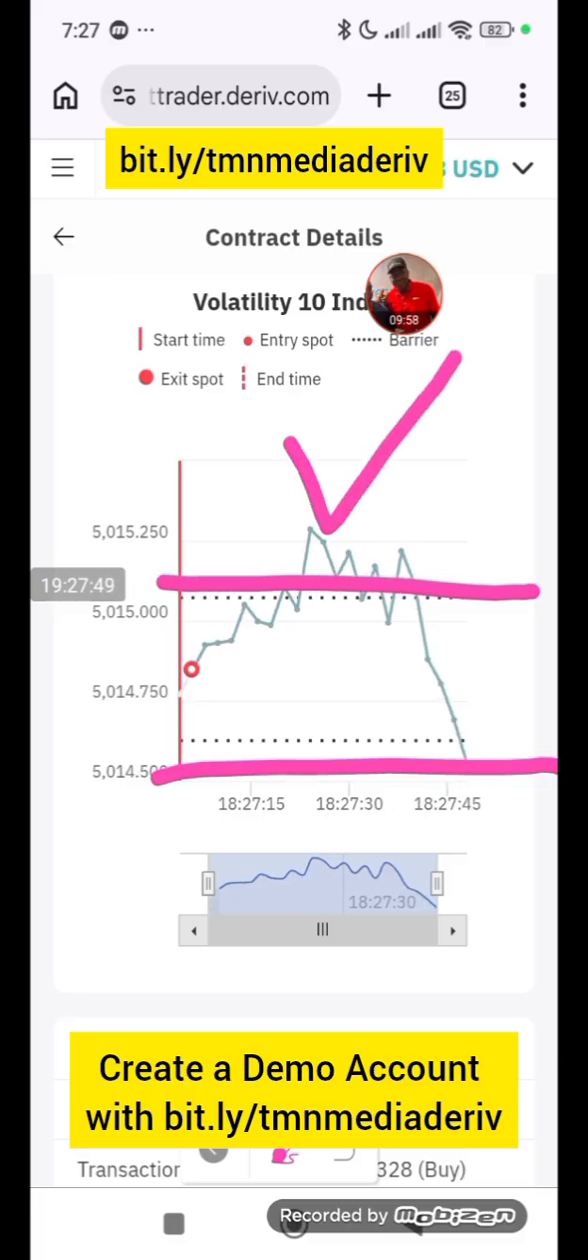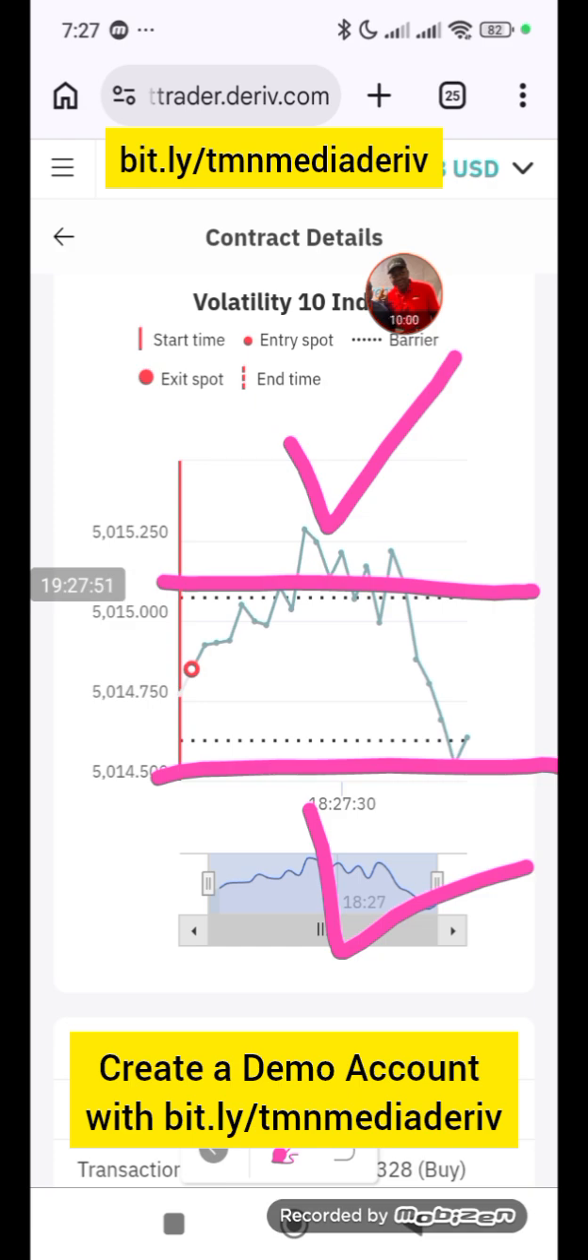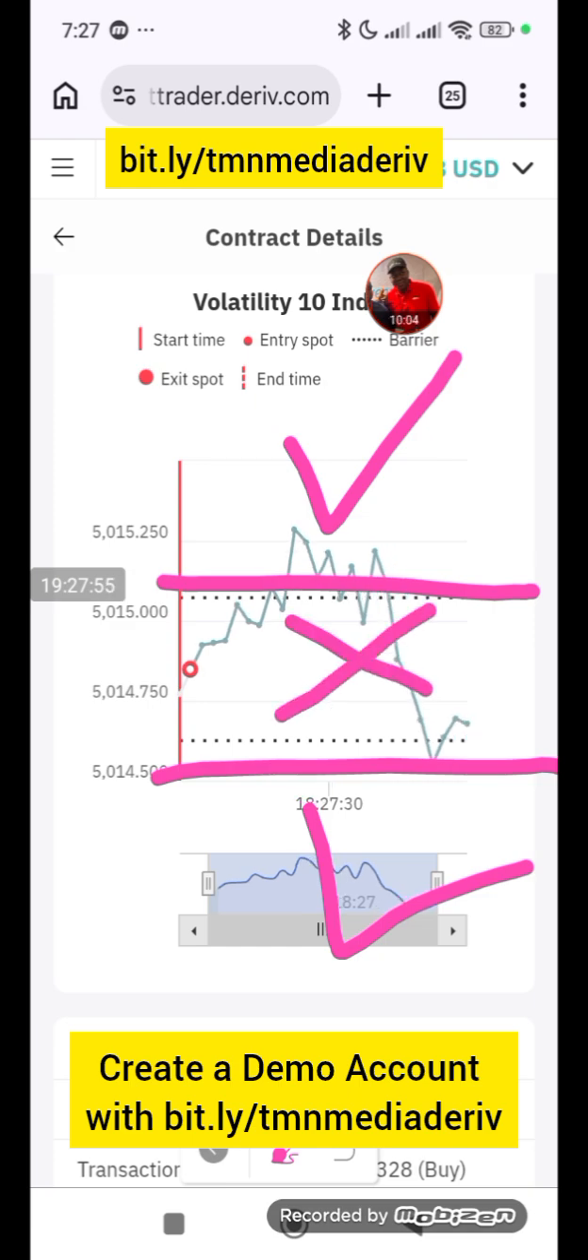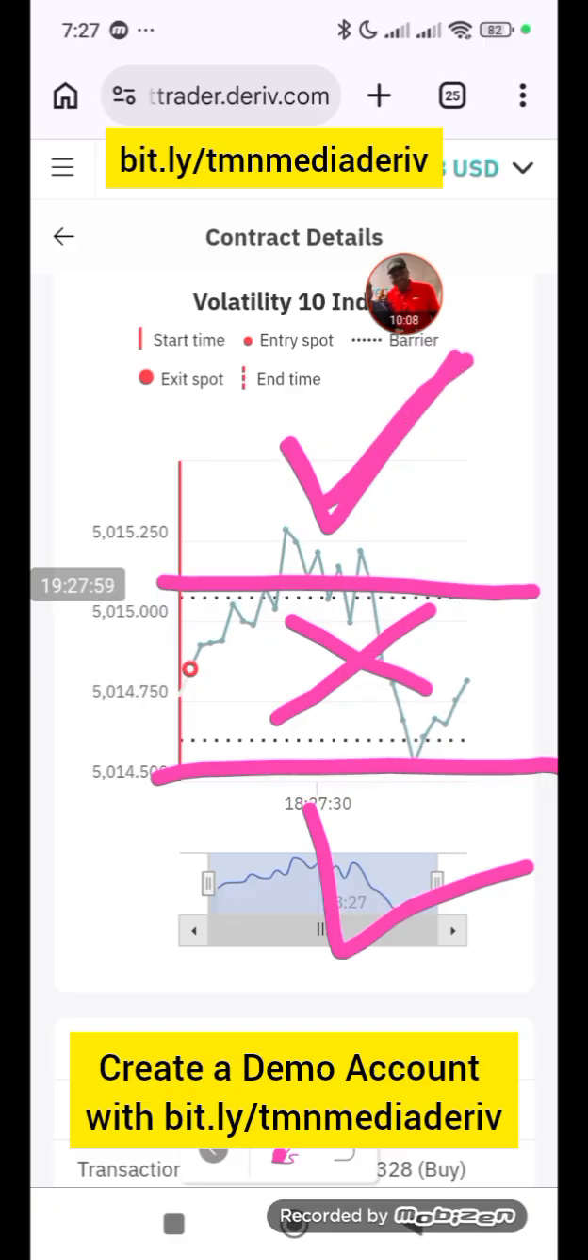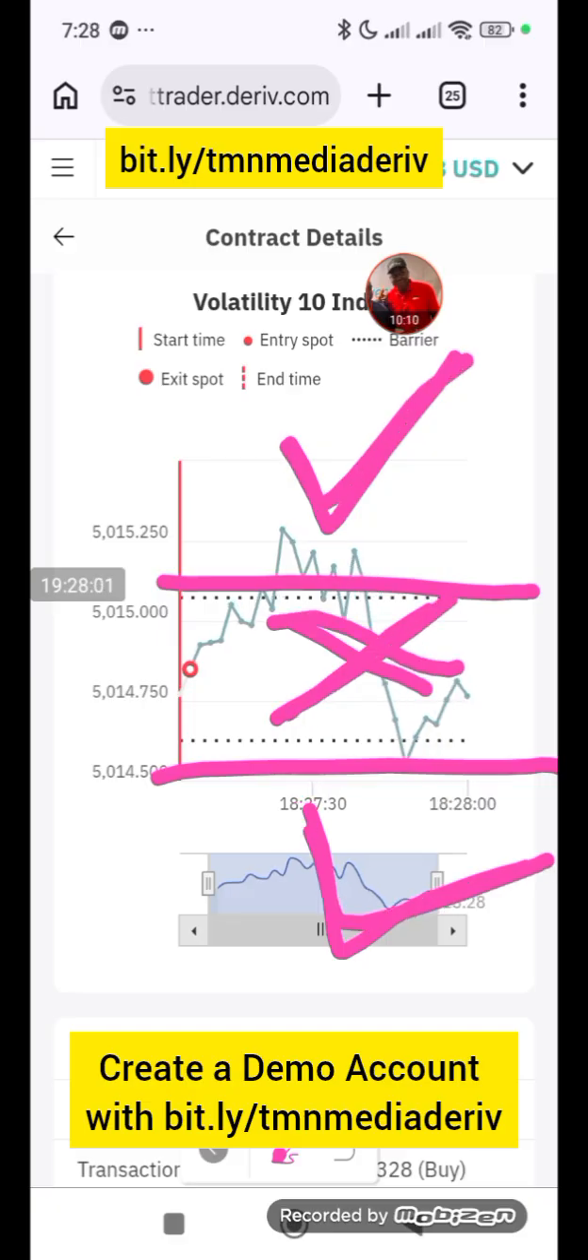So if he ends outside here, I win. If he ends outside here, I win. But if he ends inside here, I will lose. Outside here, win. Win, loss. So if he stays between this line after 4 minutes, I'll lose.